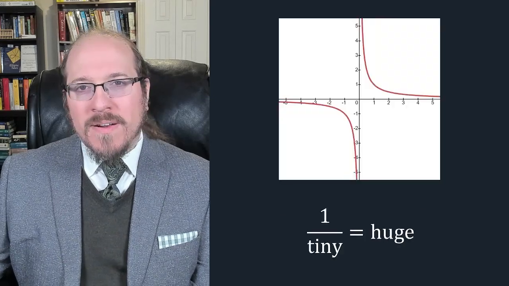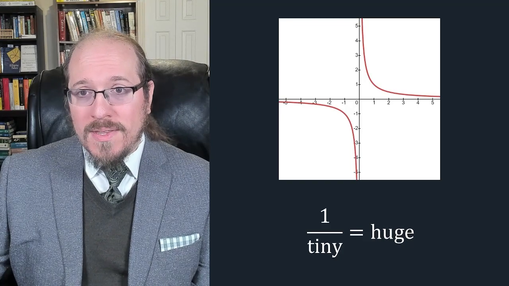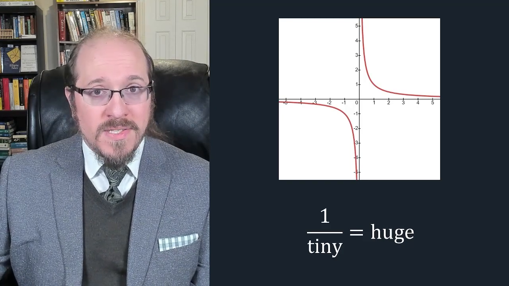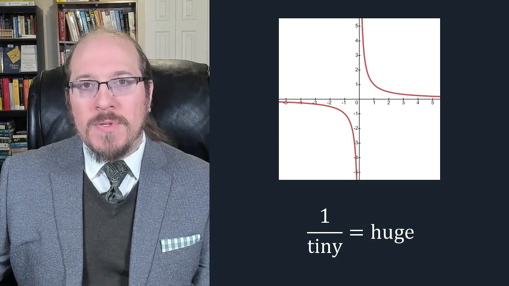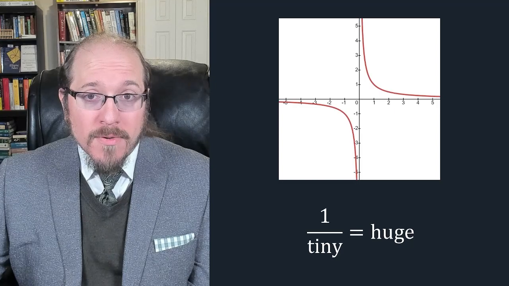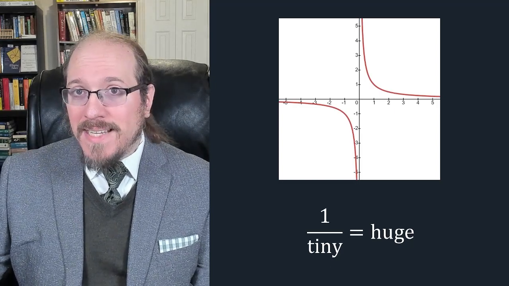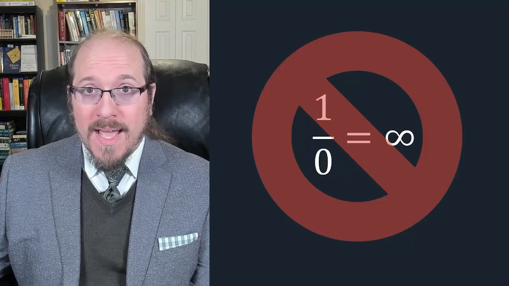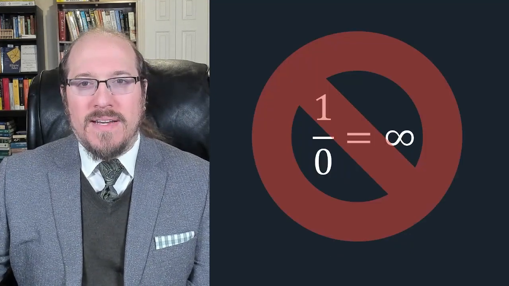When you divide by a very small number, you get a very large number. So, when the denominator of a function approaches 0 while the numerator doesn't, the function will blow up to infinity. Maybe positive, maybe negative, maybe a little bit of both, depending on the side. Be careful not to take this intuition too far, though, and say something like 1 divided by 0 equals infinity.